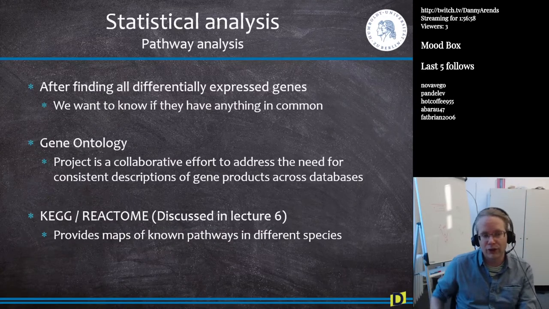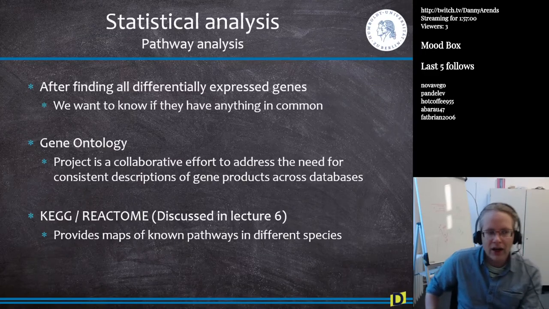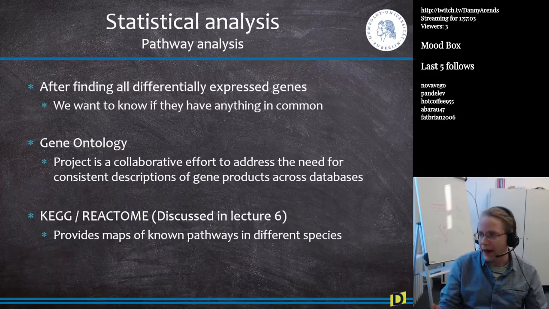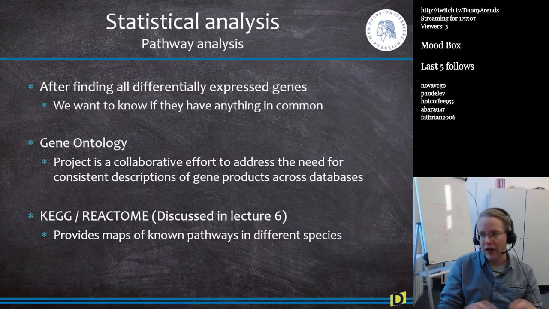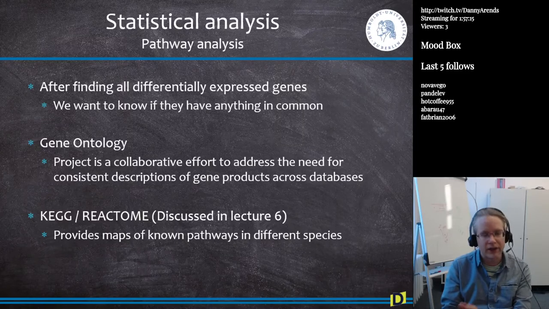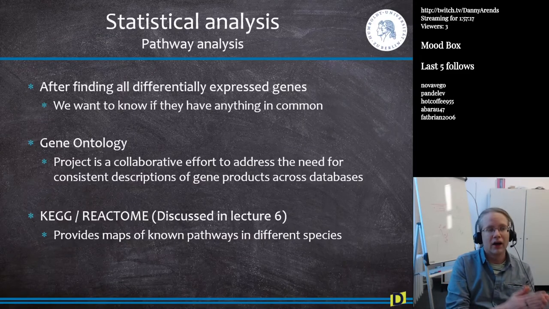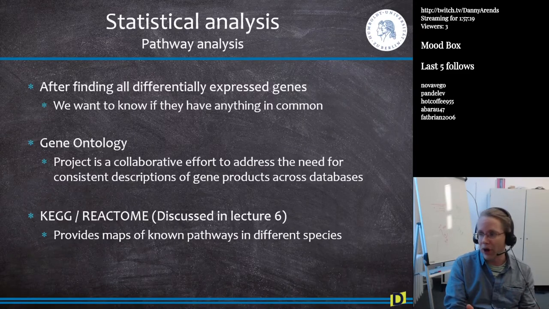So pathway analysis we already discussed in lecture 6, and that would mean that you take KEGG and then you look at the pathway that you're interested in, and then you say, okay, so now take this KEGG pathway and overplot the data that I have onto it, right? So for each gene, I know if it's upregulated, I know if it's downregulated. So color the upregulated genes green and color the downregulated genes red. And then you can reason about what happens in the pathway.